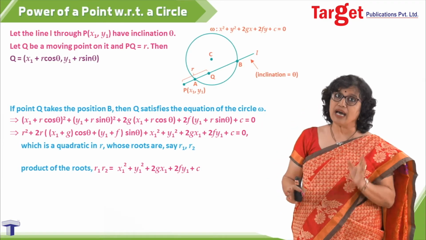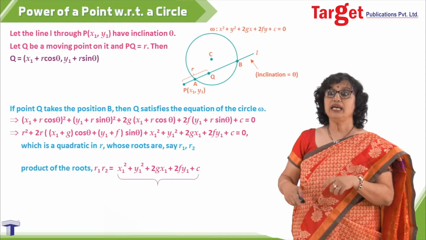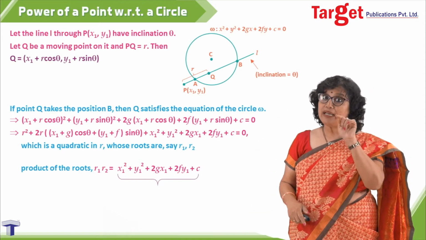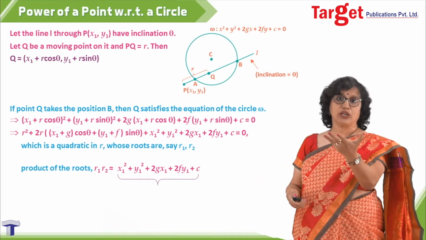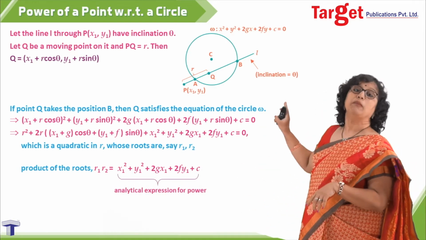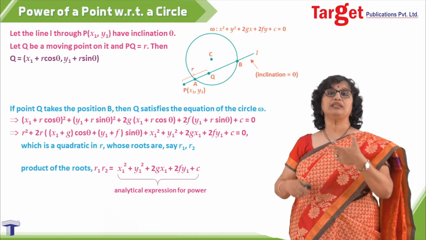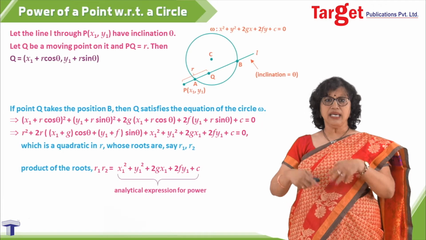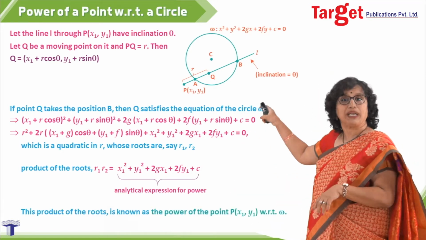And this product r1, r2 is actually called the power of a point, right? And understand one thing. When I say power of a point, that point would be known to you. So you are going to write the power in terms of x1, y1, which are known to you. So this expression that I have written, x1 square plus y1 square plus 2gx1 plus 2fy1 plus c, is actually the analytical expression for the power. What I mean by analytical expression is that in case you want to evaluate a number, that would be obtained by this.